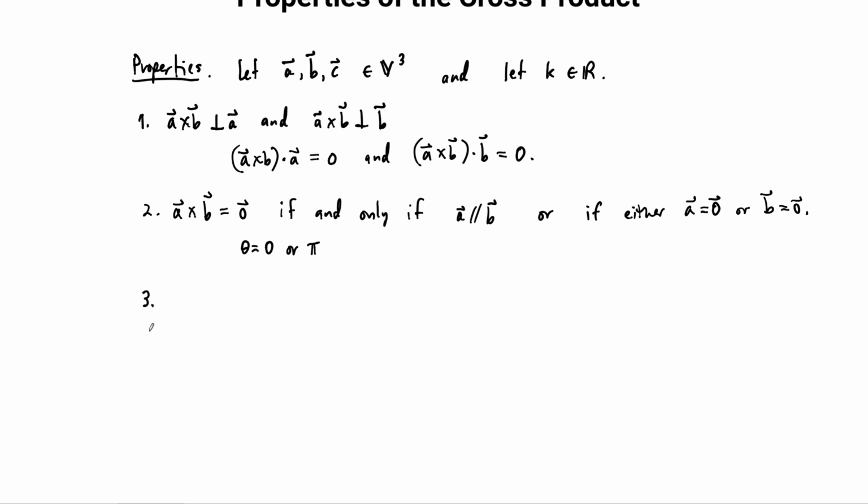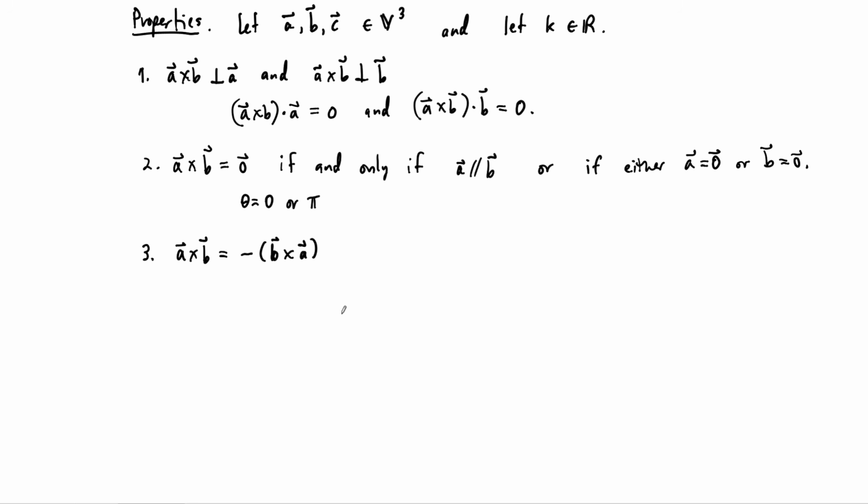All right, here are some other ones. Again, just by our definition using the right-hand rule, A cross B has to be equal to the negative of B crossed with A. There's another one that we've talked about. That's part of our definition. Now here's a new one.